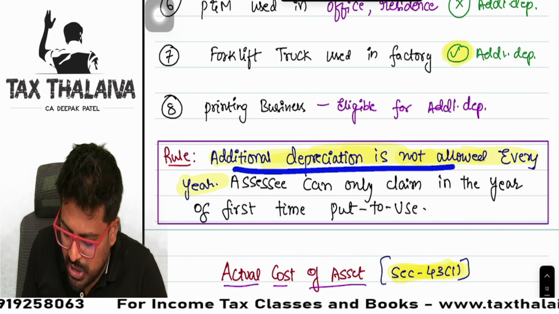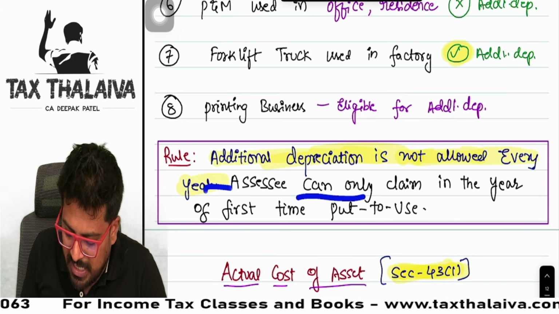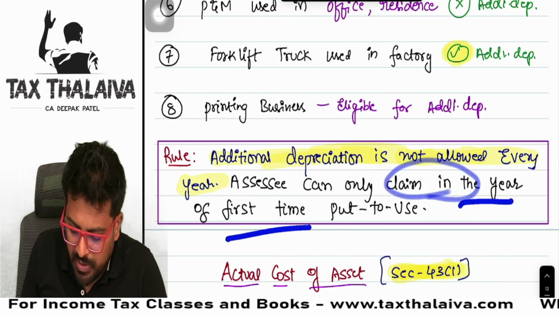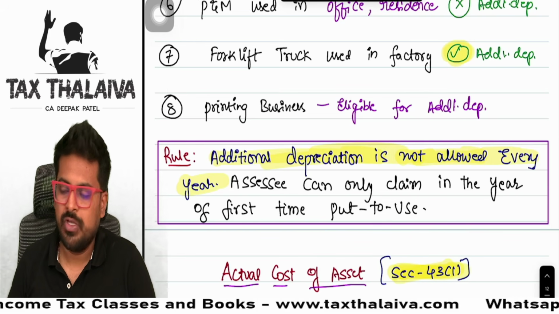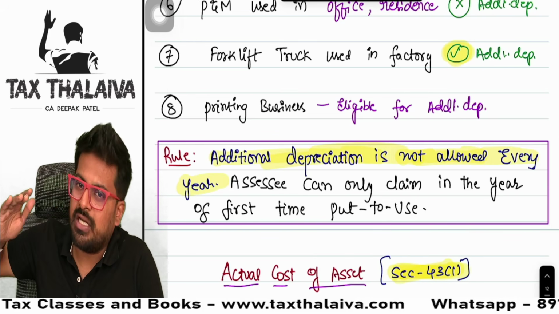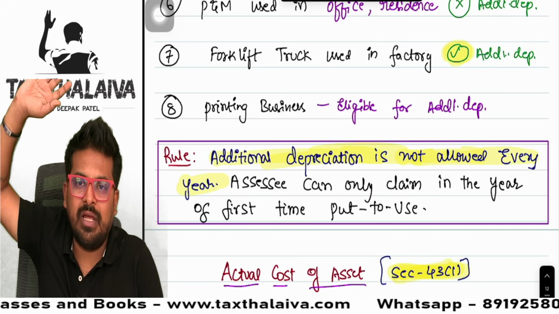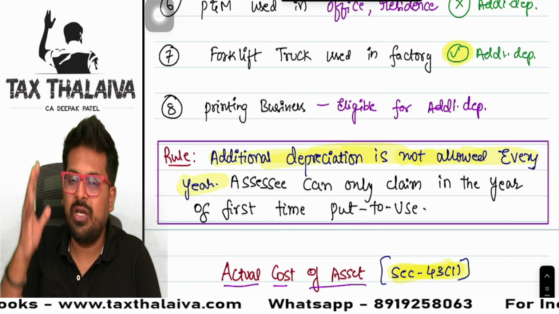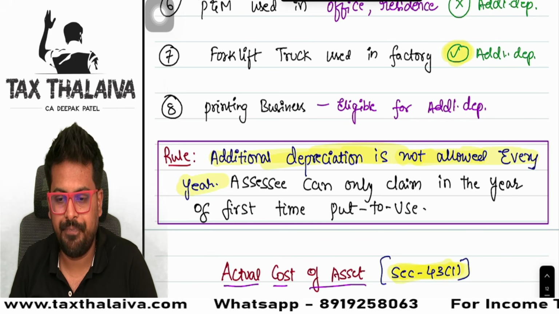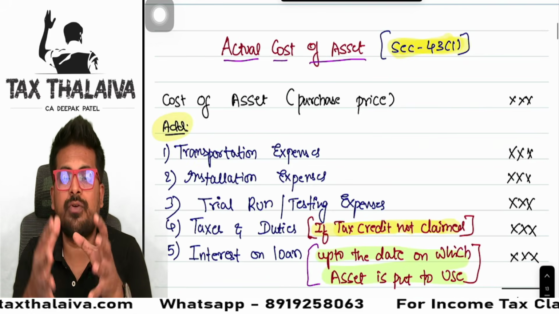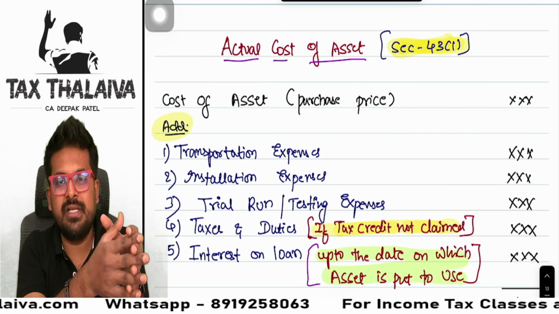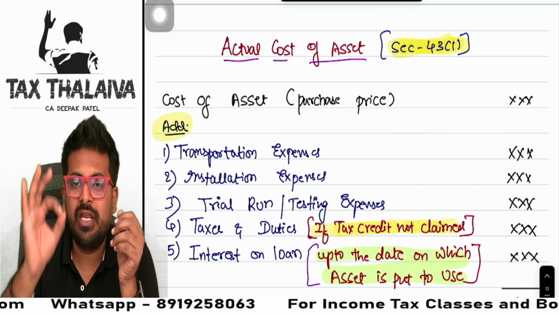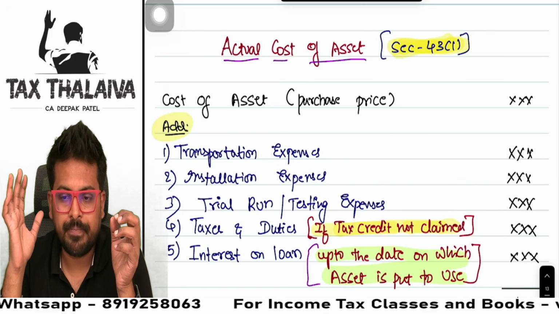Rule: additional depreciation is not allowed every year. Assessee can claim only in the year for the first time you put to use. So additional depreciation is not allowed every year for the lifetime of the asset. No, only first time when you put to use the asset, in that year you can claim the additional depreciation. So that was from the standpoint of normal depreciation, additional depreciation, very important points.